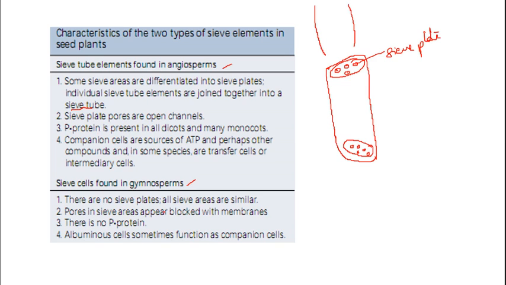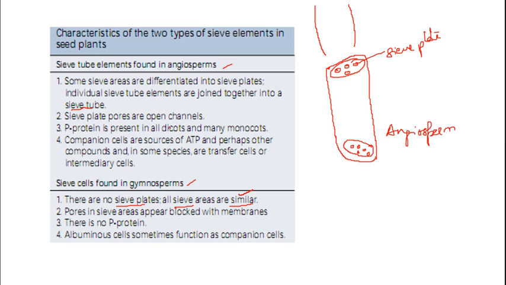There are no sieve plates in gymnosperm. All sieve areas are similar. There is no sieve plate like this in gymnosperm, so all sieve areas look very similar.